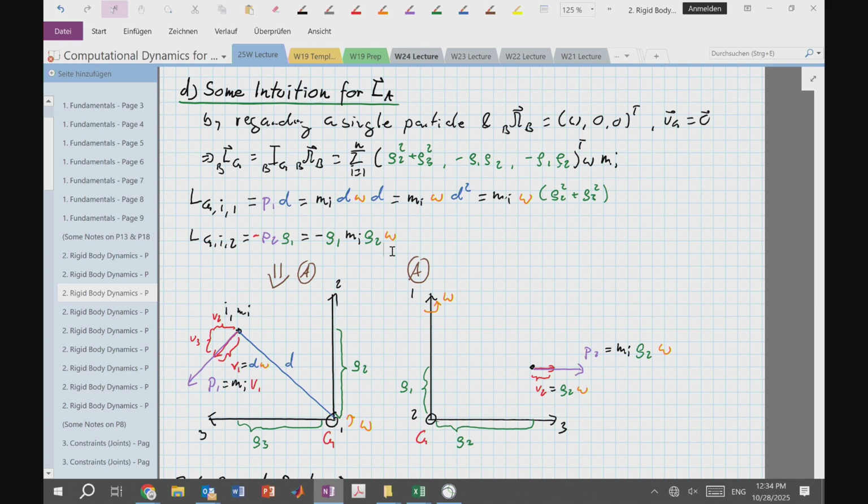Would have the same velocity, would have the same linear momentum, but since it's below, it would have a negative contribution to the angular momentum, which would be equal to the positive contribution here. So in this symmetrical configuration, that angular momentum and that angular momentum would cancel each other. This is why symmetrical bodies typically have a diagonal inertia matrix. And we will see that in some more detail later.